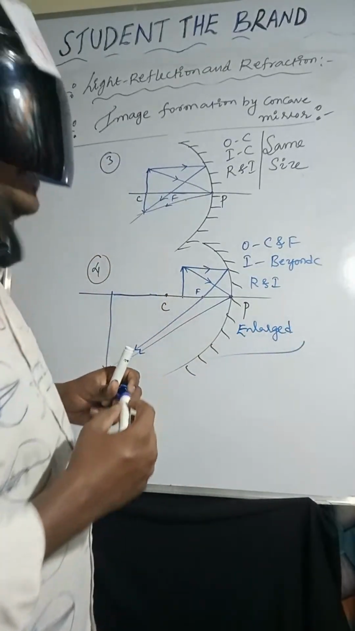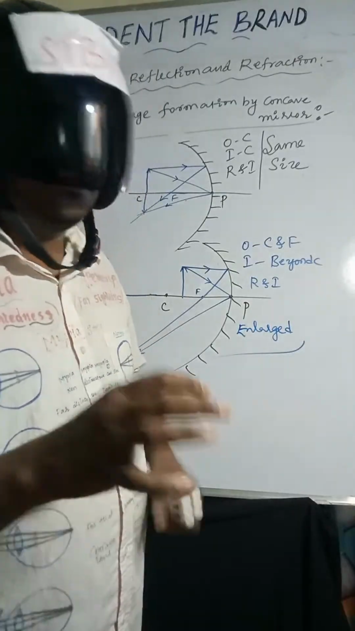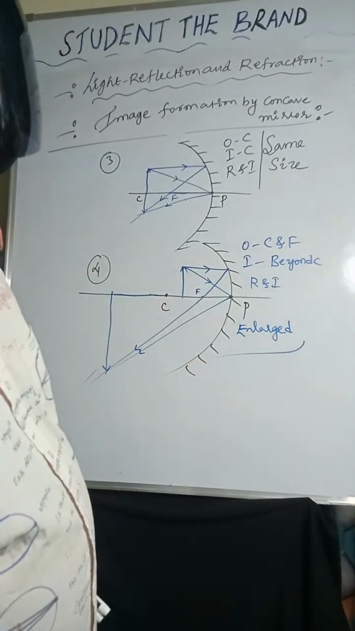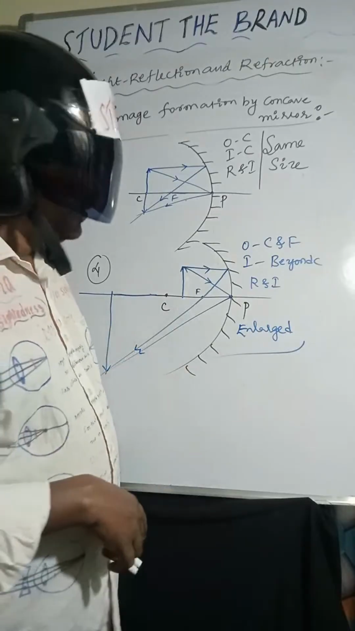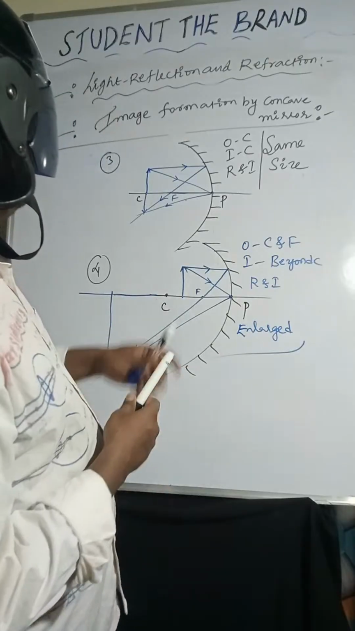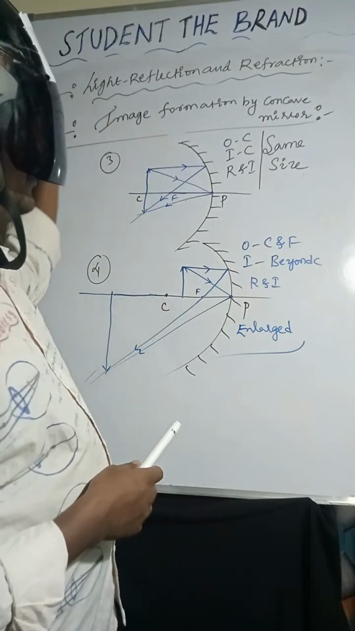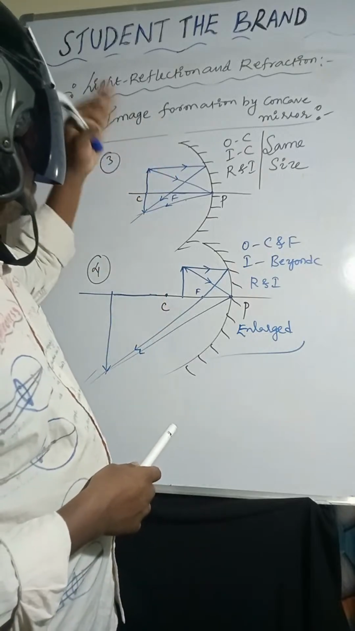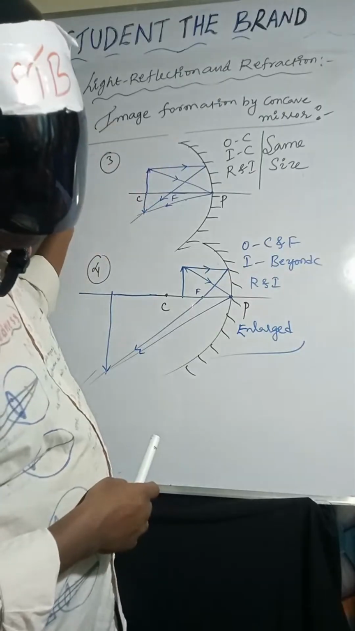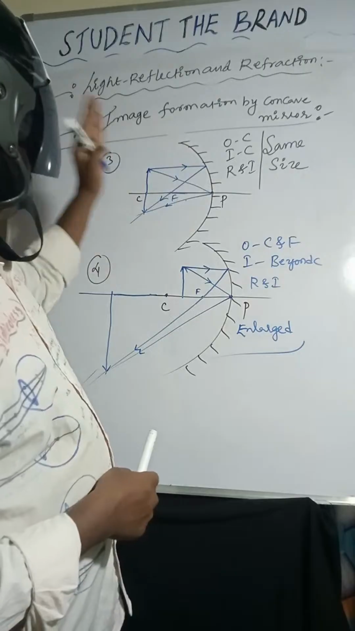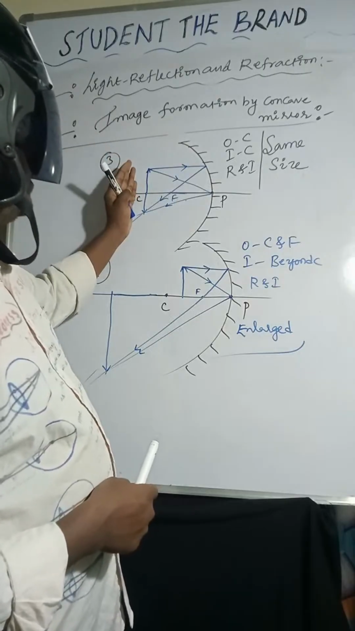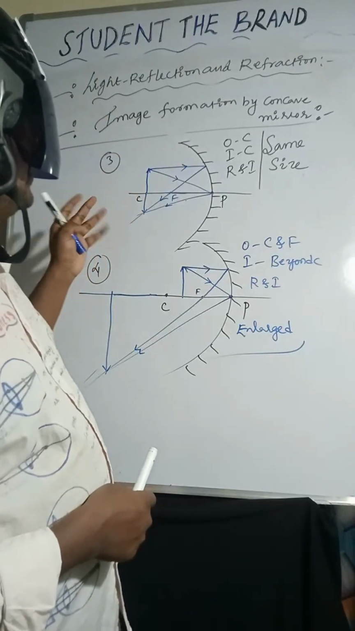Okay. So I will take one more example. See, in the first case the object is at infinity, and the image will form at focus. In the second case the object is placed beyond the center of curvature, and the image will form between C and F. In the third case the object is placed at the center of curvature, and the image will form at the center of curvature.